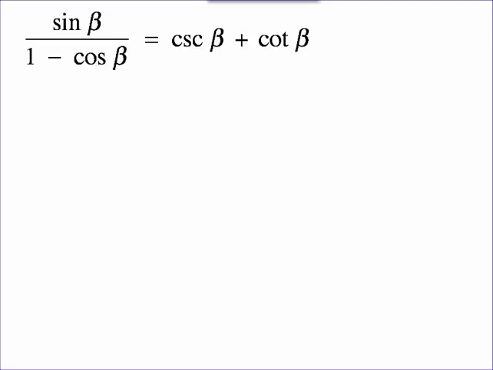So here you go: sine of beta over 1 minus cosine beta equals cosecant beta plus cotangent beta. Now, both sides are not in simplest form. I would probably pick the left side just because it has a fraction and we can do a little bit more with that. I agree completely. It has more stuff to do with it.